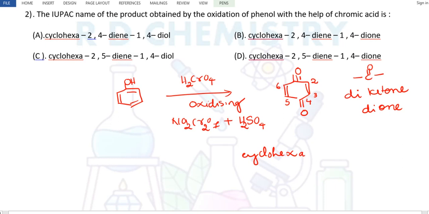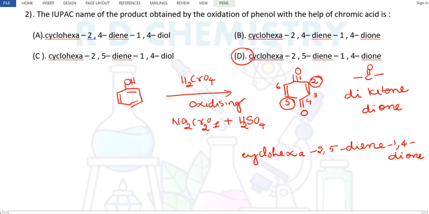Cyclohexa. Double bond starts on carbon number 2. Double bond also starts from the carbon number 5. So, cyclohexa 2, 5 diene, alkene, diene, right? Now, after that, the keto groups are there on carbon number 1 and carbon number 4. So, it is a cyclohexadiene, then 1, 4 dione. So what is the option number? Option number is 5. 2, 5 and 1, 4 is it.